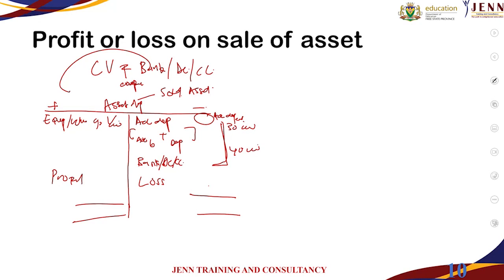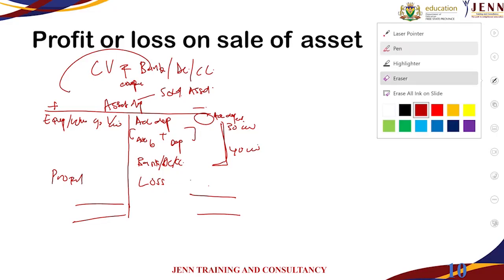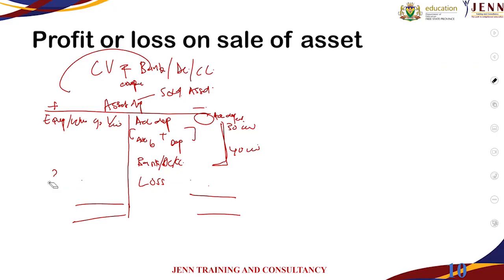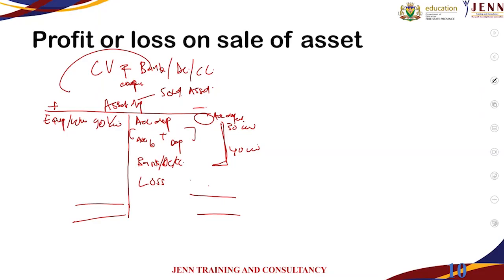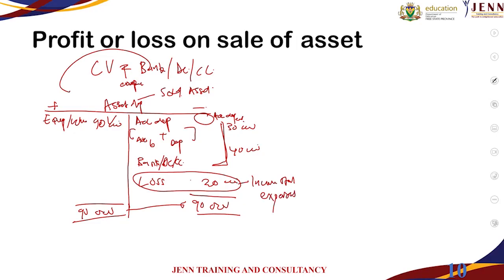Now if the 90,000 is bigger, what does that mean? It means we did not have any profit. We sold at a what? At a loss. Then we are going to say 90,000 is the bigger side. We take the 90,000 to the other side. 90,000 minus 40 minus 30. We are going to get how much? 20,000. That is the loss we have made on that asset. This will be recorded in the income statement under expenses as a loss on sale of an asset.